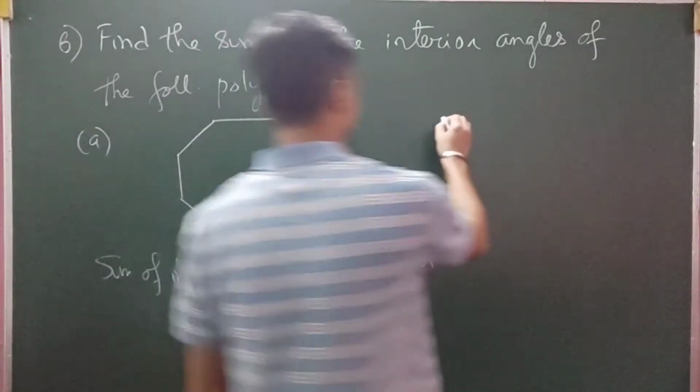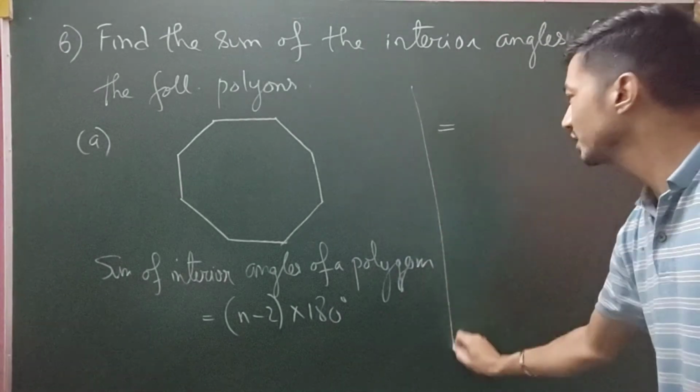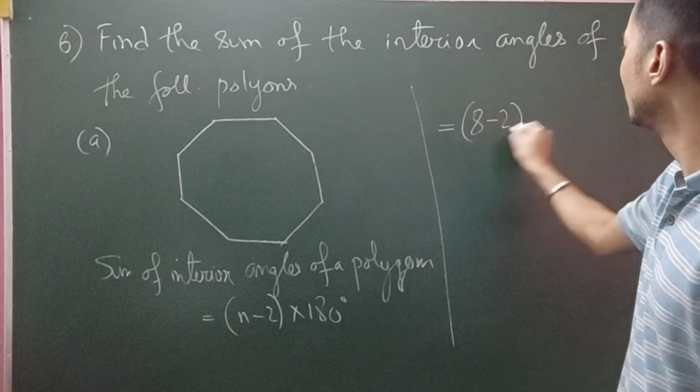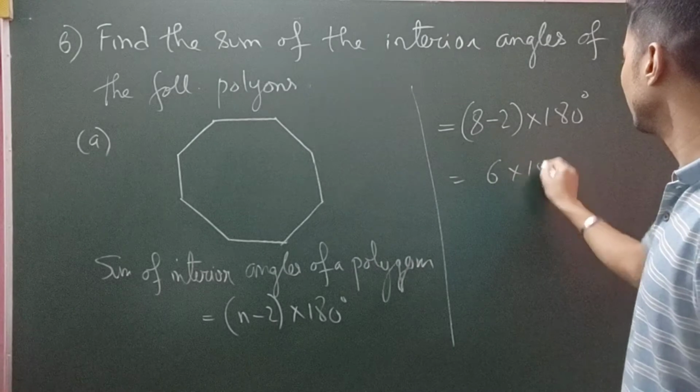So if you use that formula, what will we have? That will be equal to n. How many sides? 1, 2, 3, 4, 5, 6, 7, 8. We have 8 sides. 8 minus 2 into 180 degrees. So that's going to be 6 into 180 degrees.